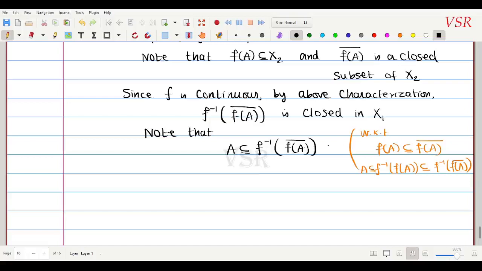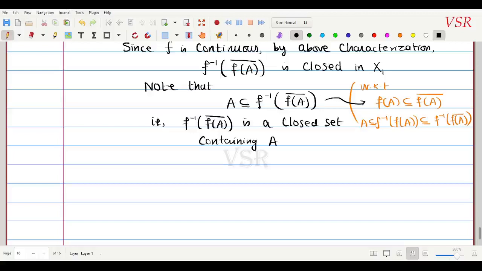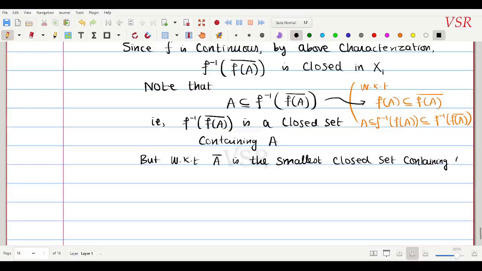This came about by this equation. Note that f inverse of f of a the closure is a closed set containing capital A. Correct? We got a closed set containing A. But we know that A closure is the smallest closed set containing A. Who is the smallest closed set containing A? A closure. So this implies that A closure is always a subset of this guy, f inverse of f of a the whole closure.